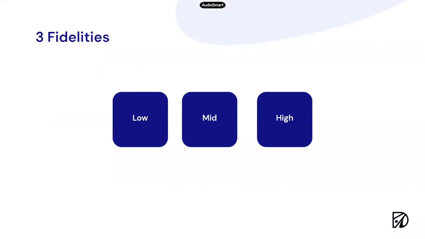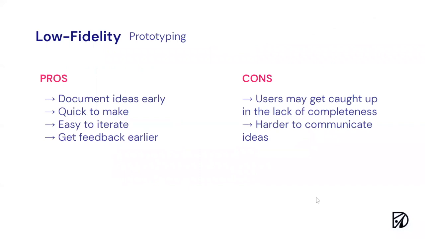So there are three types of fidelities for prototyping: low fidelity, mid fidelity, and high fidelity. And we'll briefly go over each one. So for low fidelity, these are very simple prototypes. The pros of this are that you can document ideas early. It's very quick to make, only a couple minutes, and it's easy to iterate. And also you can get feedback quickly from your team members or other stakeholders.